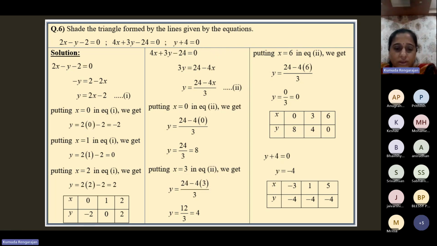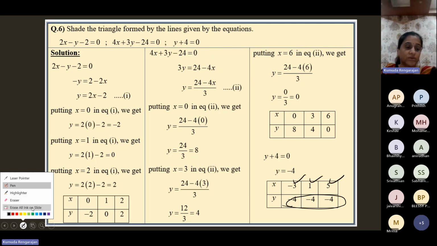So give different values for x and find the corresponding value for y. Tabulate x and y values like this. And the third equation is y plus 4 is equal to 0. That means y is equal to minus 4. For this one, there is no working. It means y is always minus 4 for any value of x. This is last year's, of 9th standard.